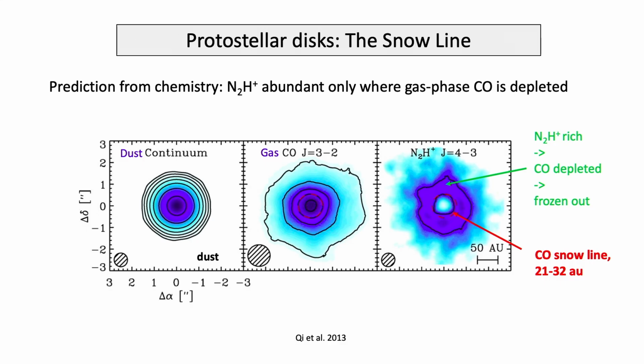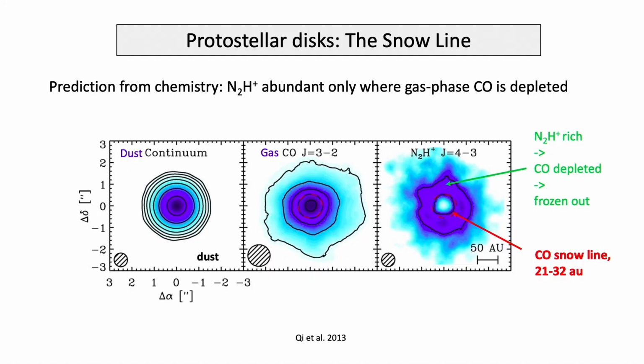Now, why is this? Well, this is because those two molecules don't like to coexist in gas form. They chemically react. You can have N2H+ only in regions where you don't have gas phase CO. And so you see how they separate really along this red circle. Inside you have gas CO. Outside you have only ice, CO ice. And that's where N2H+ can exist only. So this is very clearly visualizing one of these ice lines, the CO ice line.